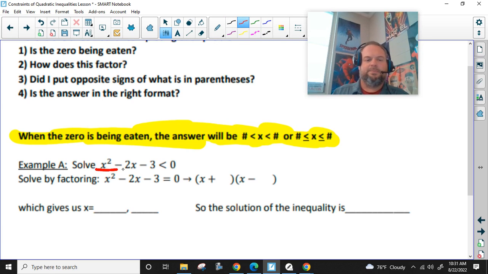So here's our problem. And you kind of solve it by factoring. What are the factors of -3 that combine to give you 2? Well, luckily for 3, there's only 2 factors. There's 3 and 1. They've got to be different signs. This is negative, so the bigger number has to be negative.